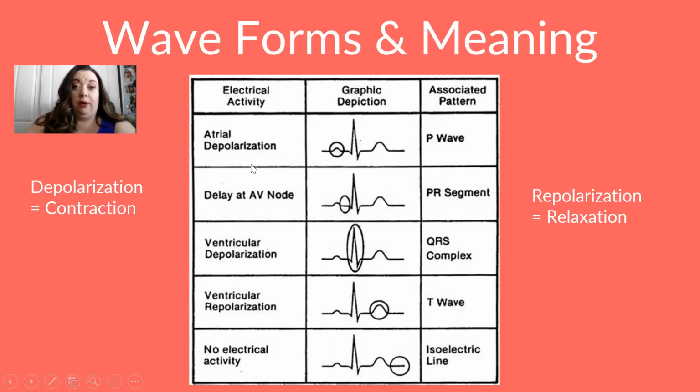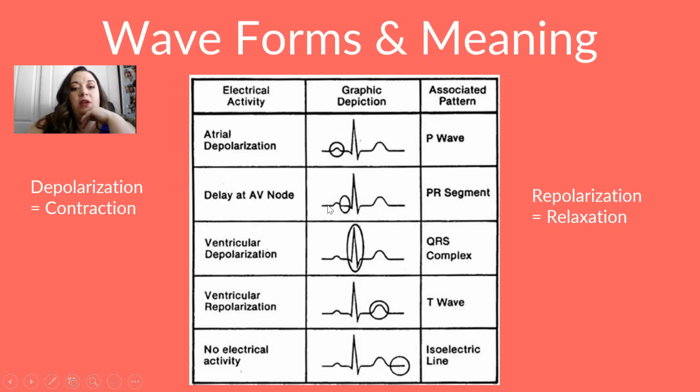So if I have multiple P waves, like in AFib, each little jagged thing that you see before your QRS, those are all P waves because you have multiple atrial depolarizations going on. The delay at the AV node, basically anytime that there's no movement of electricity in the heart, that's when it comes back down to baseline, or they call it the isoelectric line.